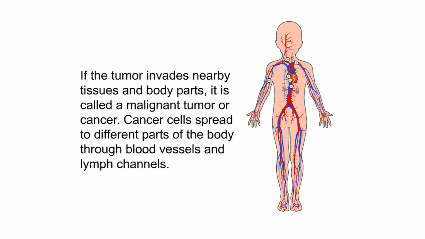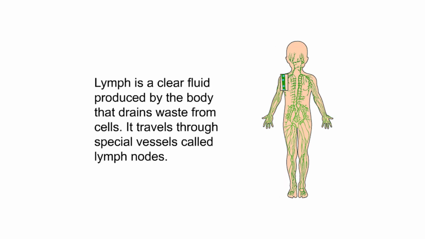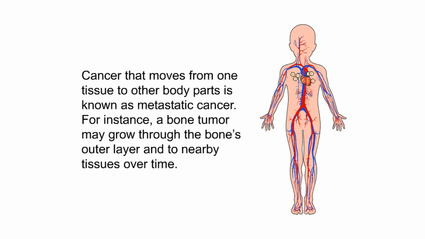If the tumor invades nearby tissues and body parts, it is called a malignant tumor or cancer. Cancer cells spread to different parts of the body through blood vessels and lymph channels. Lymph is a clear fluid produced by the body that drains waste from cells. It travels through special vessels called lymph nodes. Cancer that moves from one tissue to other body parts is known as metastatic cancer. For instance, a bone tumor may grow through the bone's outer layer and to nearby tissues over time.